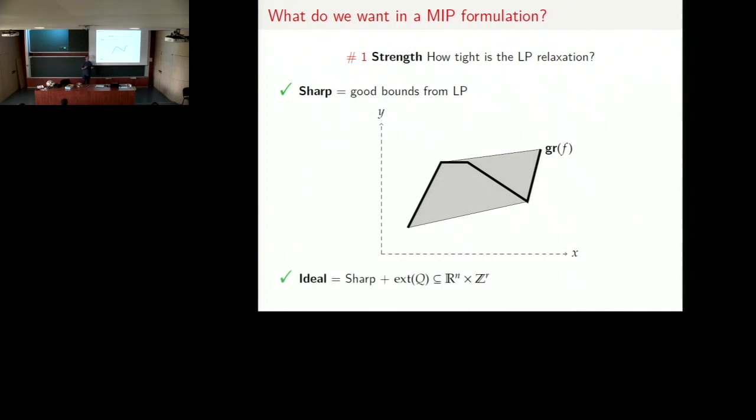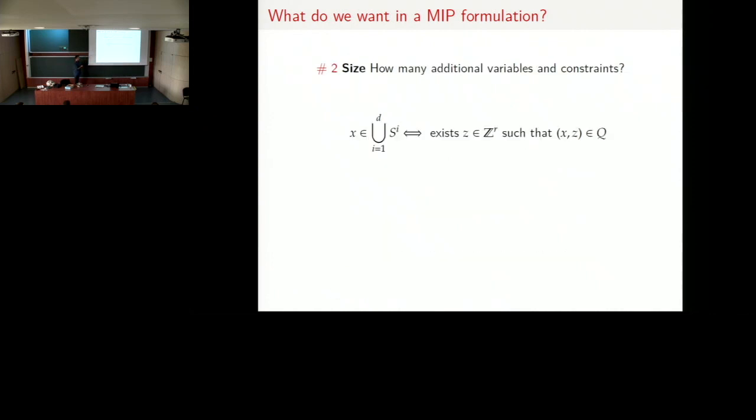So there's something called an ideal formulation that we'll focus mostly on. And this is where you take a sharp formulation, and you also say when you look at the extreme points of the relaxation, they naturally will satisfy this inequality condition that you want. Right? So this is the gold standard of what you would want in terms of the strength of the LP relaxation. So that's one way of assessing the quality of a formulation.